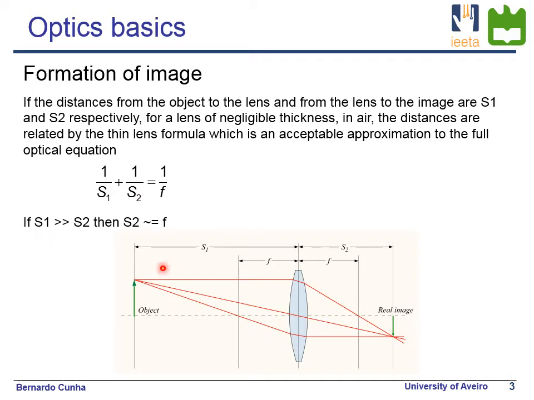Of course, if the distance s1 is much, much larger than s2, then we can assume in some circumstances that s2 will be very close to the focal distance. So if we move this object far, far away, this will tend to reduce the distance between s2 and f, which means they will tend to be basically on the same spot.